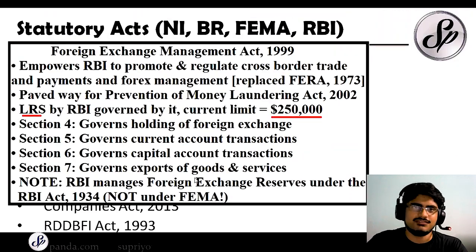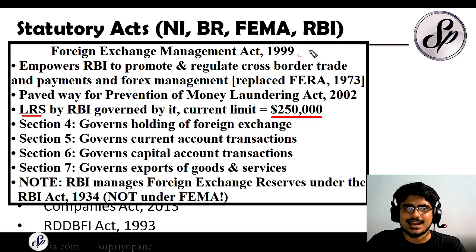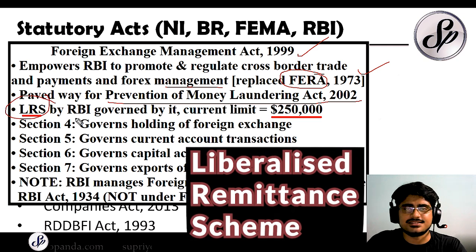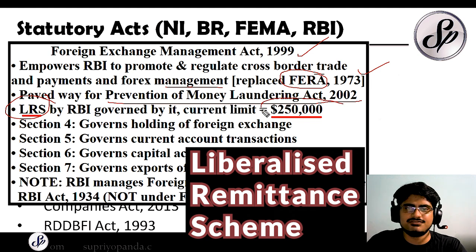And then coming to the FEMA or the Foreign Exchange Management Act 1999. Now this is also a very important act because it empowers RBI to promote and regulate cross-border trade and payments and forex management. Now it had actually replaced the Foreign Exchange Regulation Act of 1973, remember that, and it paved the way for the Prevention of Money Laundering Act of 2002. And another important thing is that the LRS or the Liberalized Remittance Scheme of the RBI is governed under this act, and the current limit for that is $250,000. Now we are going to discuss this in a later video. Just remember that the remittance limit is $250,000 in a financial year.